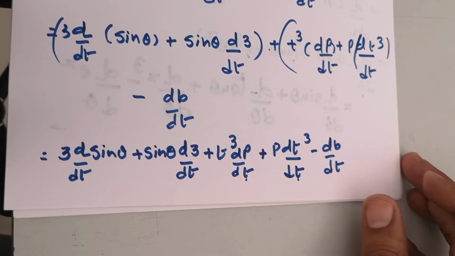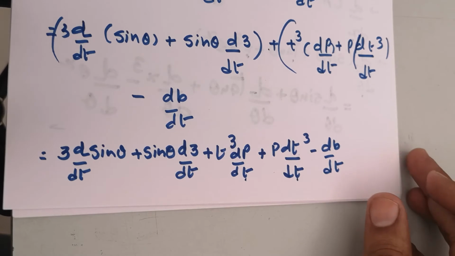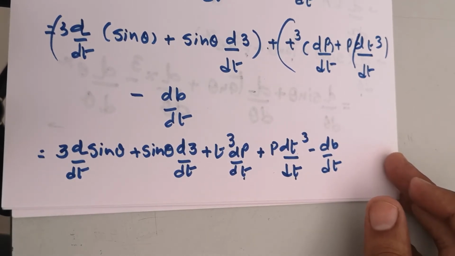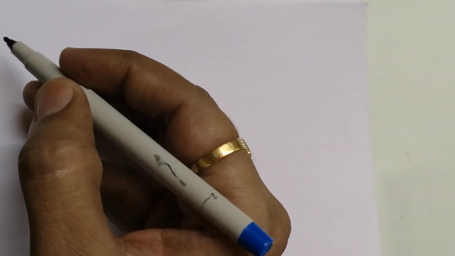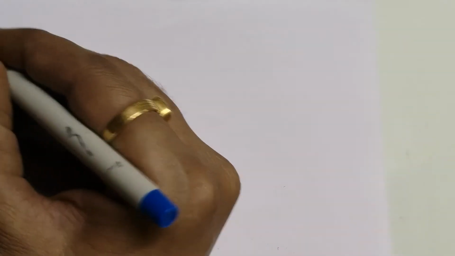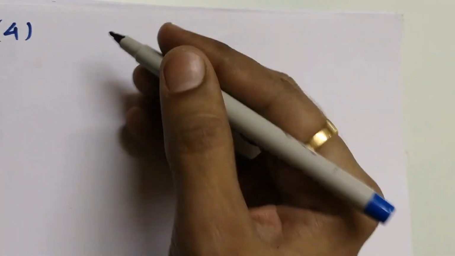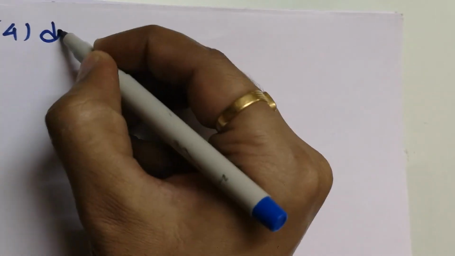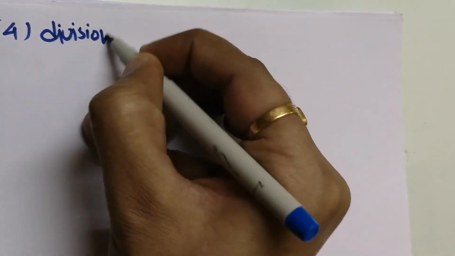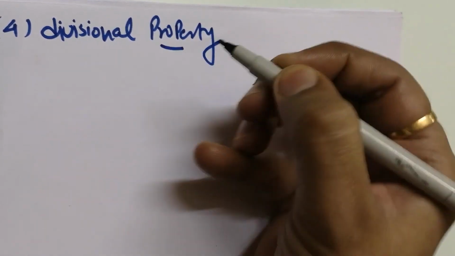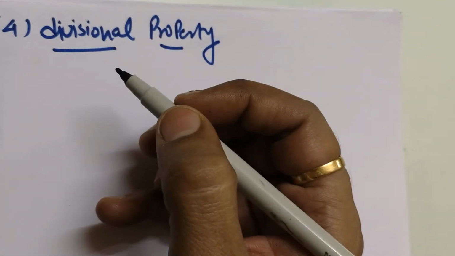So in the fourth property we will discuss our divisional property or divisional rule. So these are the addition, subtraction, multiplication, and then the fourth property is called our divisional property. We have now reached another property, property number 4. It is called our divisional property for differentiation.